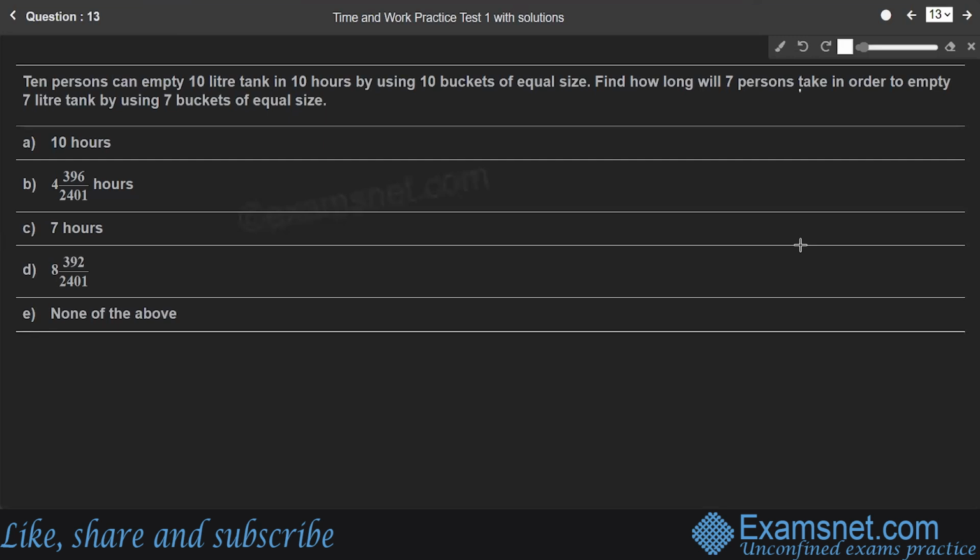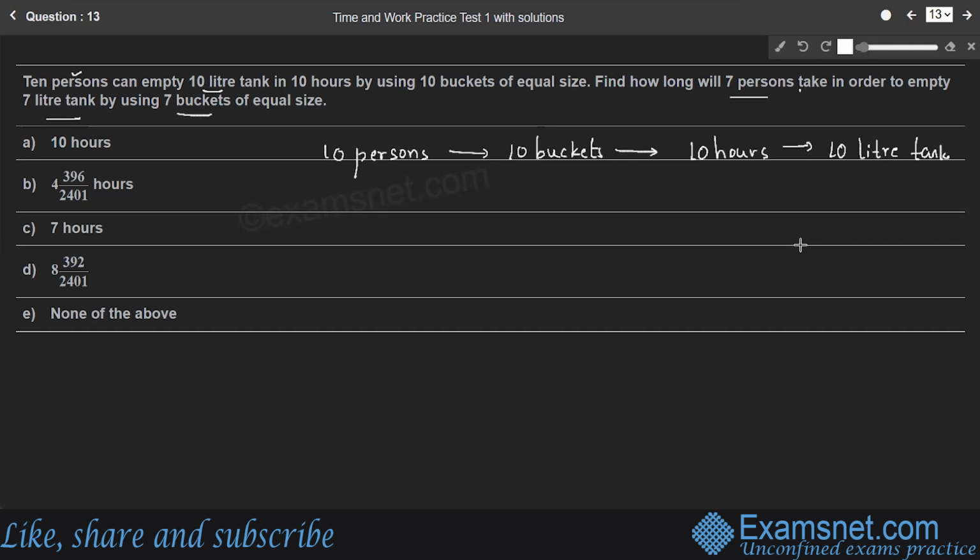Question number 13. 10 persons can empty 10-liter tank in 10 hours by using 10 buckets of equal size. Find how long will 7 persons take in order to empty 7-liter tank by using 7 buckets of equal size. Very simple calculations. So students, we'll consider 10 persons. 10 persons are using totally 10 buckets of equal size, and they work for 10 hours to empty 10-liter tank, right?